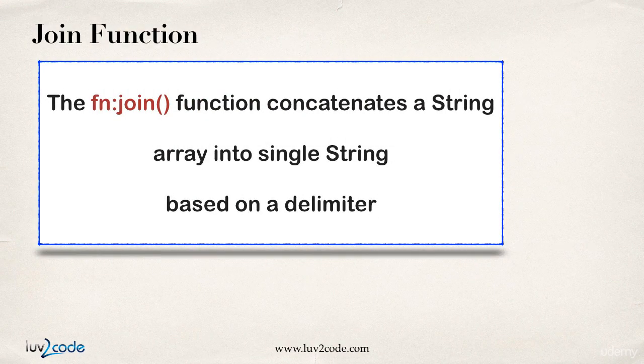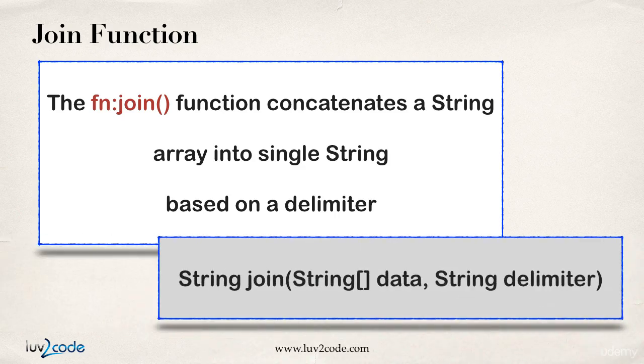Now let's take a look at the join function. This join function goes the other way. It basically concatenates a string array into a single string based on a delimiter. So here's the method signature. Called join, you pass in an array of strings, comma, a delimiter, and then it returns this one big string based on that information.